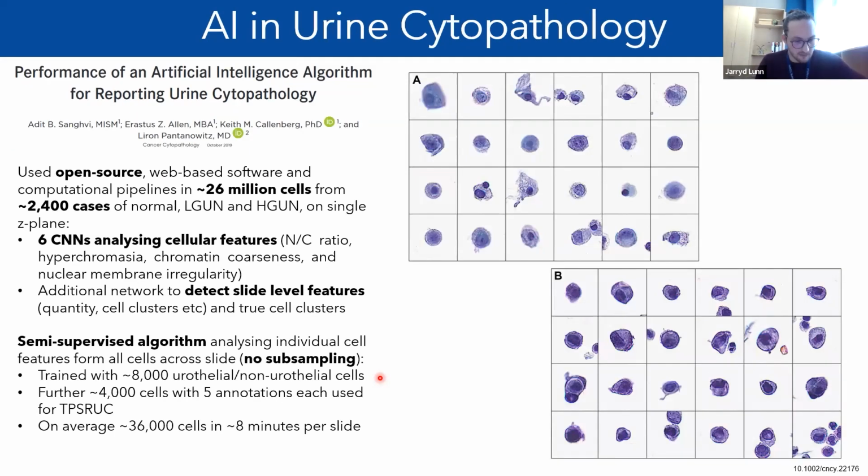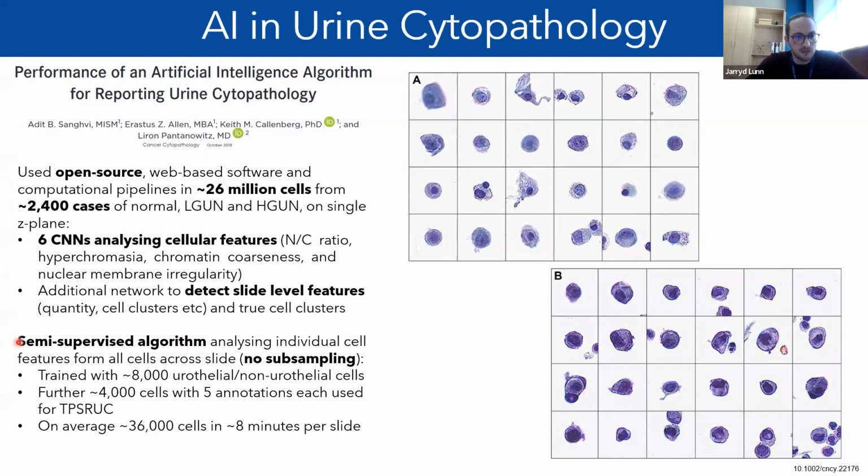The next was an interesting study that looked at urine cytopathology. And this was interesting because they used open source web-based software. They scanned huge numbers of cells on single Z planes and used 6 neural networks that were overlaid to assess different cellular features and to detect not only cellular features, but slide level features that would help aid in diagnosis.